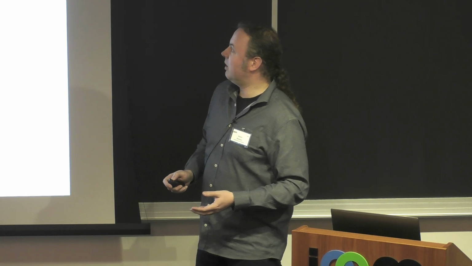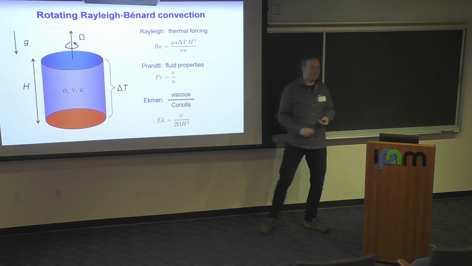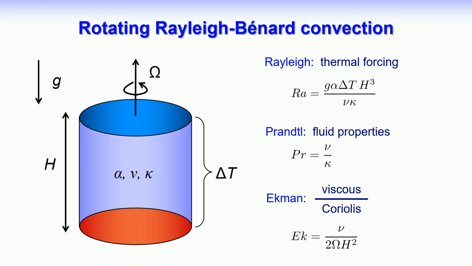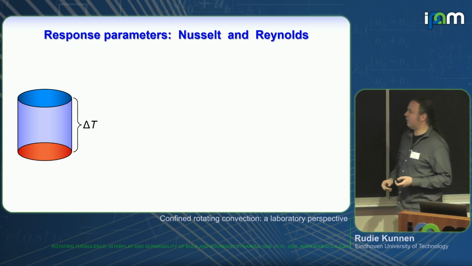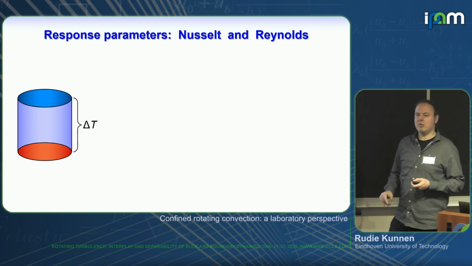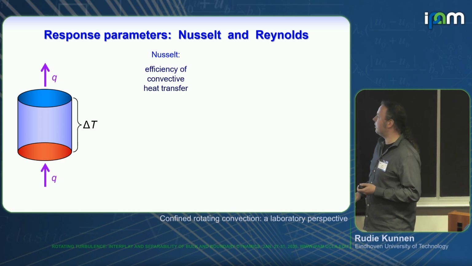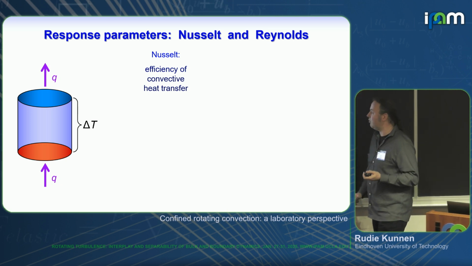So rotating Rayleigh-Bénard convection, I'm going to be using the language Rayleigh, Prandtl, and Ekman for the thermal forcing, the fluid properties, and the strength of viscous forces compared to the Coriolis forces. Now, the response parameters also already popped by. So if we set the previous three input parameters, we are looking for the output. And one of the main output parameters is the Nusselt number, the efficiency of the convective heat transfer.